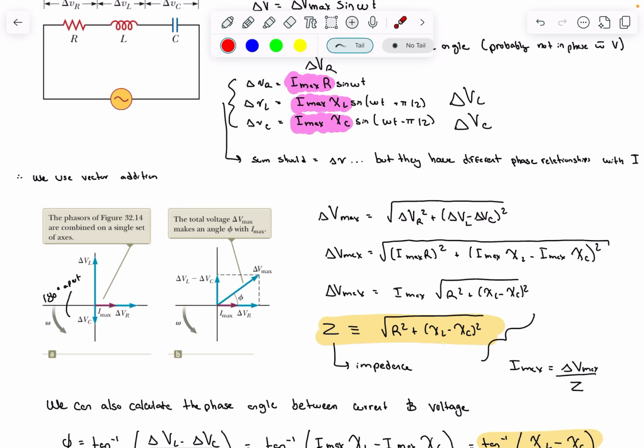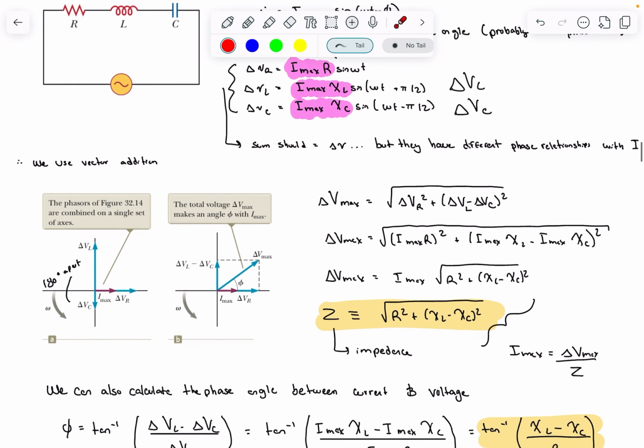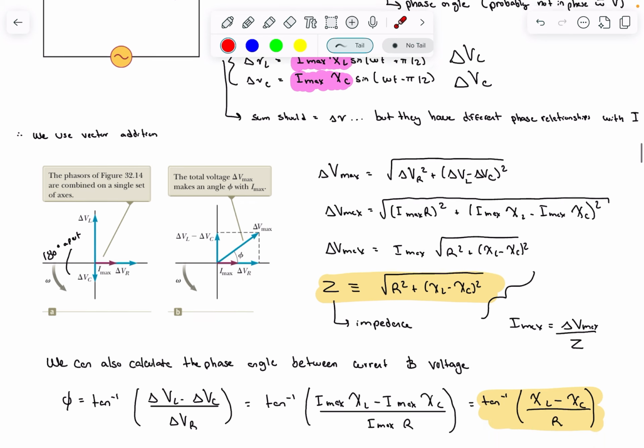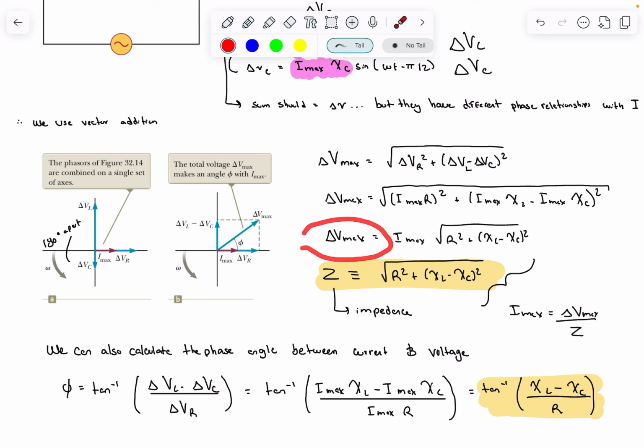So then delta V max is equal to square root of delta VR squared plus delta VL minus delta VC squared. Take what these values are in pink, plug them in, simplify it a bit, and you get delta V max is equal to I max square root of R squared plus XL minus XC squared. This is called the impedance, and is essentially just a combination of all of the resistance components inside of your circuit. We can then say that delta V max is equal to I max times Z.